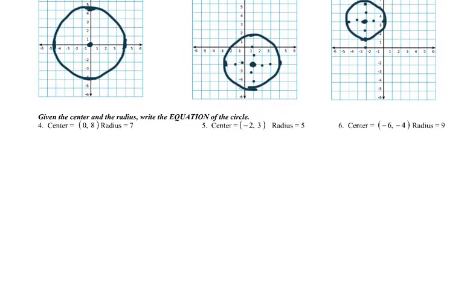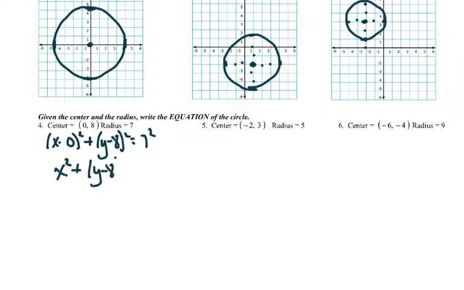The last thing we're going to do is go backwards. So given the center and the radius, write the equation. So it's going to be x minus 0 squared plus y minus 8 squared equals 7 squared. Or I could simplify that, x squared plus y minus 8 squared equals 49. And you don't even have to draw the picture.